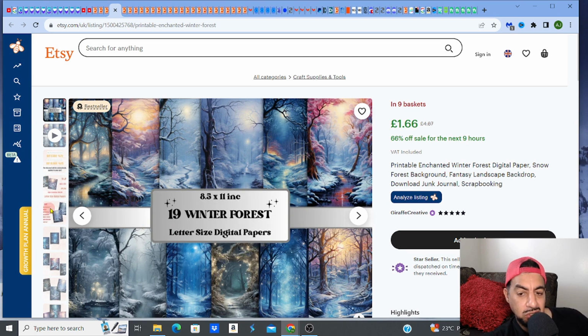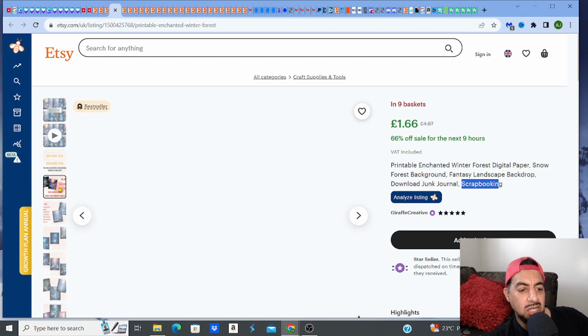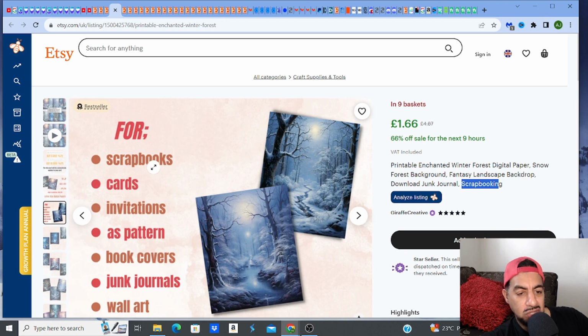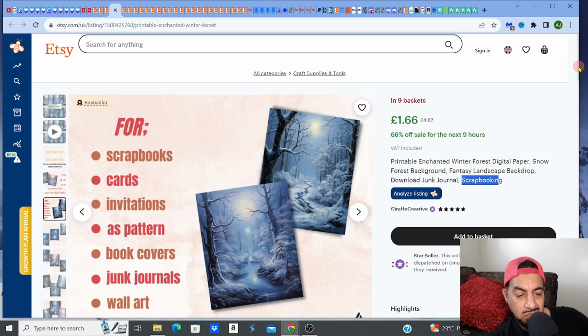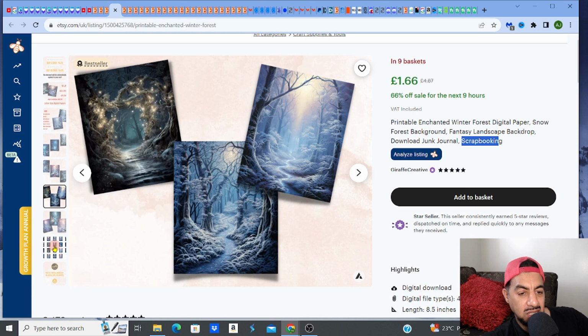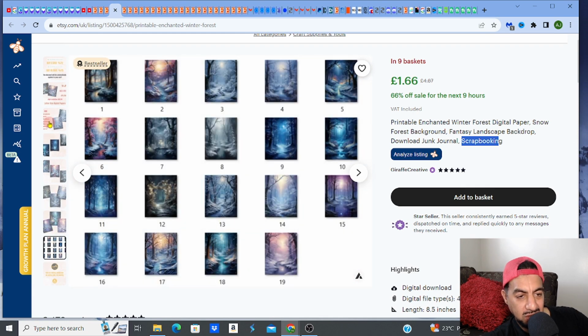So if you're looking at digital paper, also think about these keywords: junk journal, scrapbooking, because these are doing quite well, especially right now. The watercolor style is also always a winner. And these are the kind of combinations you have to think about. Show the customer what the sizes are, what the resolution is, possibly what you can use it for. I really like the way that the seller's done this. This is what really helps sell it, telling them that they can use it for scrapbooks, invitation book covers, junk journal, wall art, and then possibly even giving them an idea of what you're going to get, definitely.